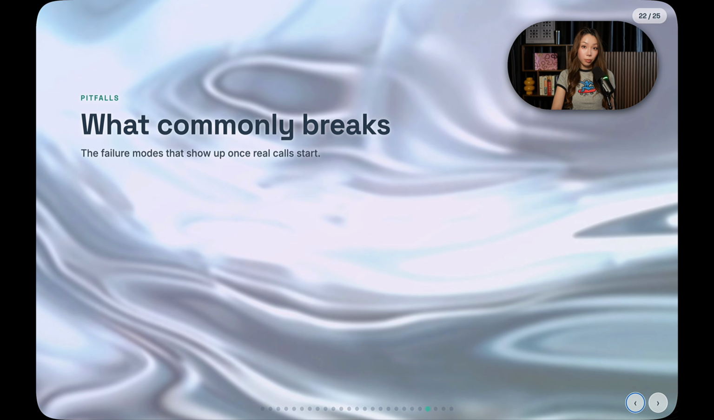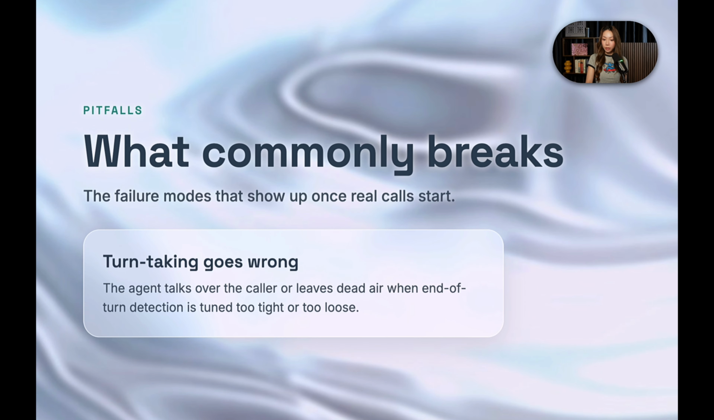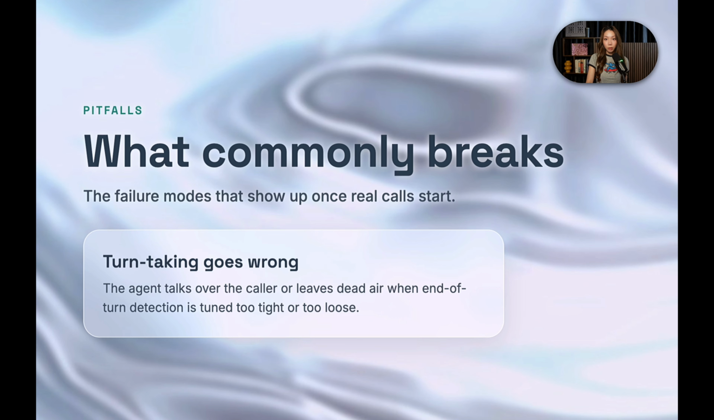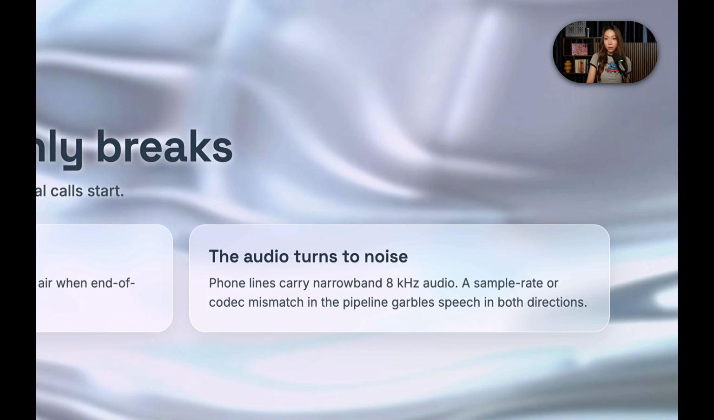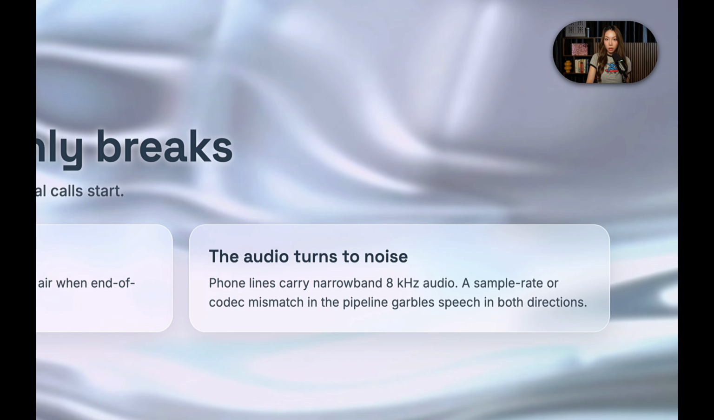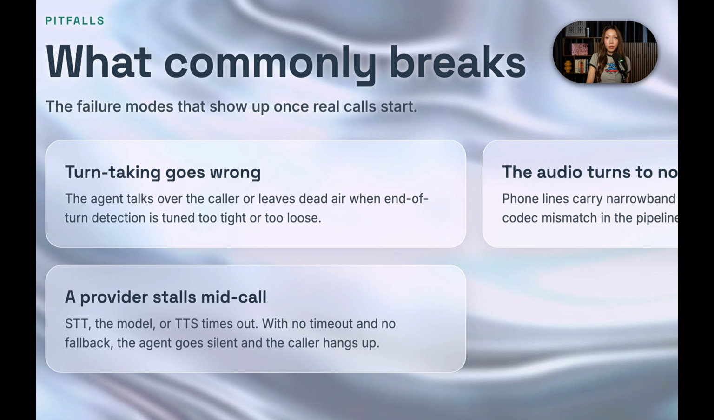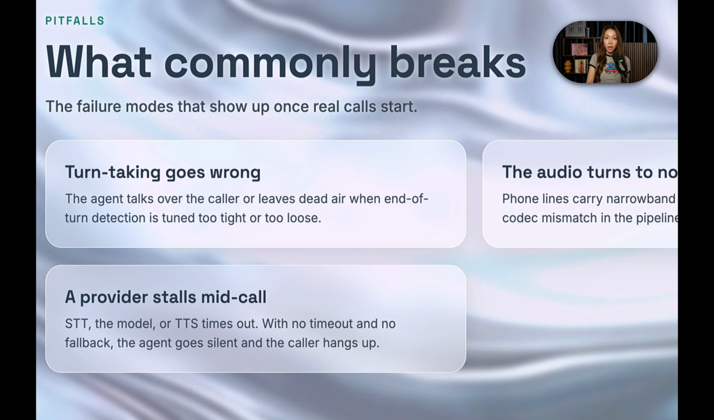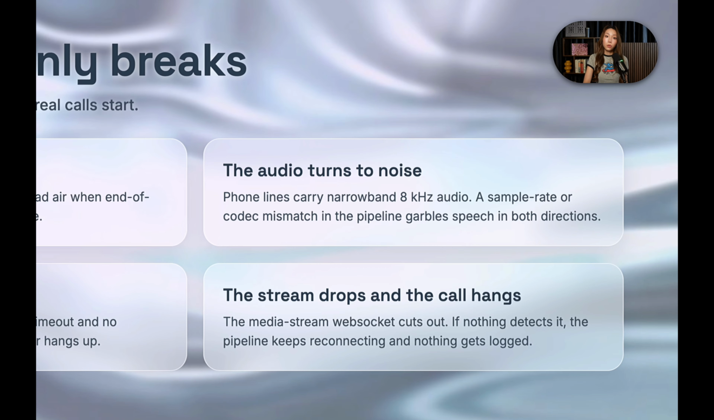Here's what actually breaks once real calls start. Turn taking goes wrong, so the agent talks over people or leaves dead air, usually because end of turn detection is tuned too tight or too loose. The audio turns to garbage because phone lines use narrow 8 kHz audio, and one sample rate or codec mismatch scrambles it. A provider stalls mid-call with no timeout and no fallback. The agent just goes silent and the caller hangs up, or the stream drops and the call hangs because nothing noticed the connection died. None of these are exotic.